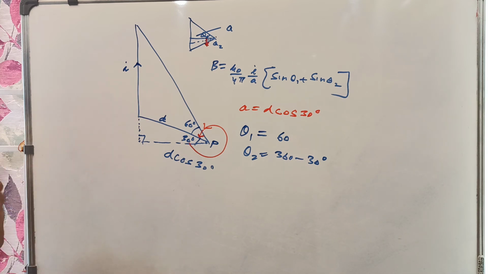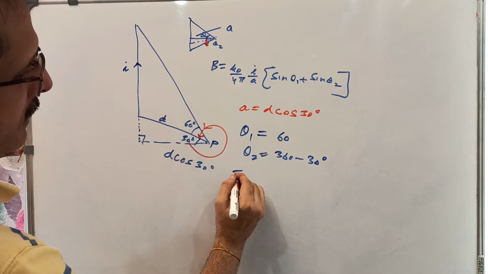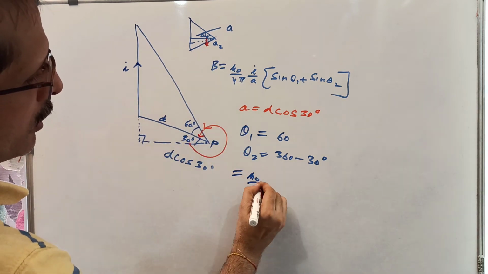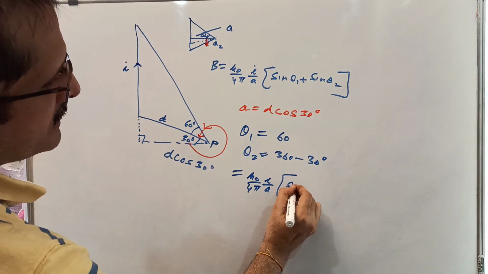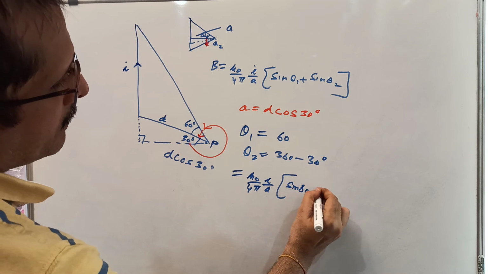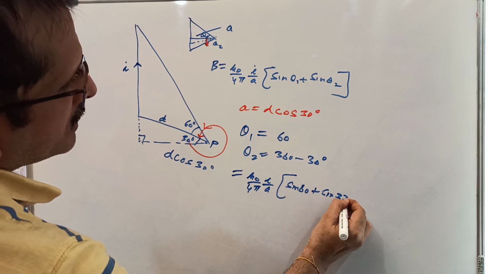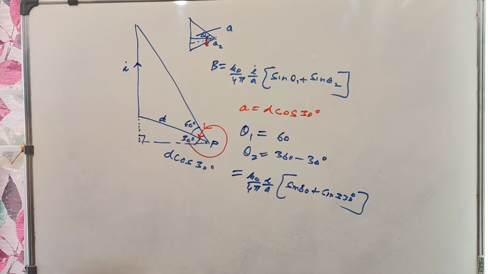So again, now if I put it this way, then this question condenses to mu naught by 4 pi, I by a, and sine 60 plus sine 330. Okay, very good. And again, now you can solve this question.